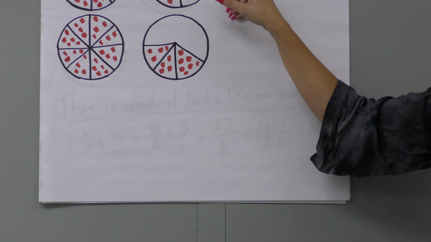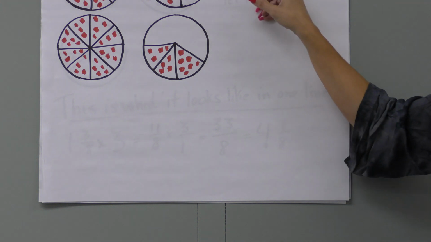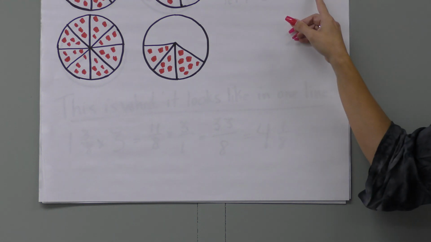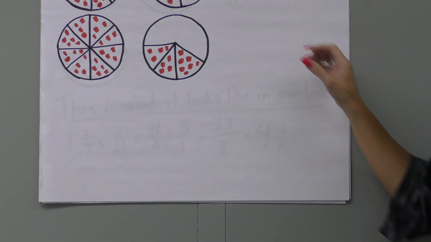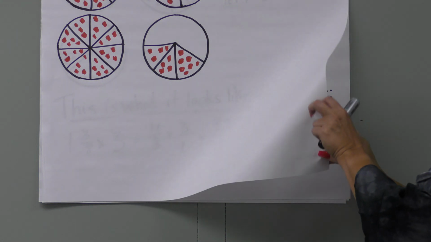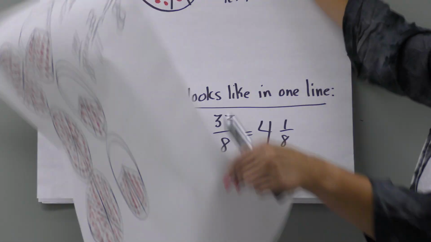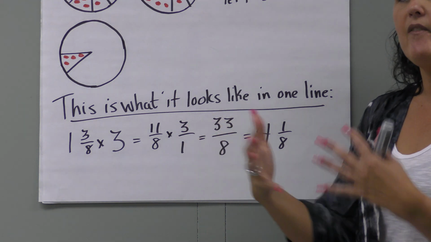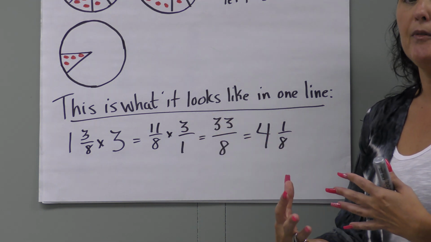So now we're going to just follow the other steps. 11 times 3 for the numerators is 33, and 8 times 1 is 8. 33/8. So let's look at another representation to see if we can figure out if we're right. So we want to convert this to a mixed fraction. We don't want to leave it as an improper fraction.